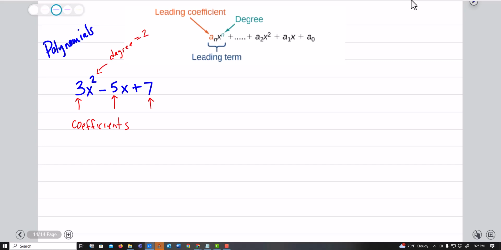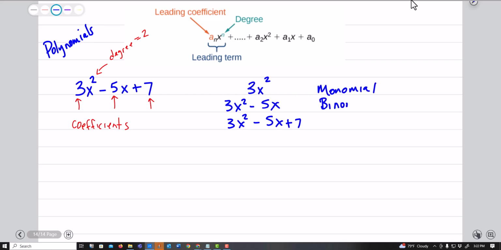And then you have different, let me do this, minus 5x, and then of course what I had, x plus 7. This would be a monomial. This would be a binomial, 2. This would be a trinomial. And then after that, we just call them polynomials. Okay, so to be able to go through these.